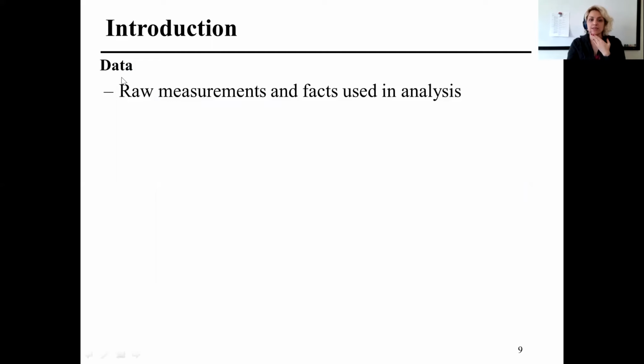So let's talk about data. When we say data, it's the raw measurements and facts that we use in analysis. Our data can be discrete or continuous. It's very important that we know whether the data we are working with is discrete or continuous. Discrete is that you can count them, right? They're countable. It can go to infinity, but it should be countable. That's the discrete one. And then we have the continuous one.